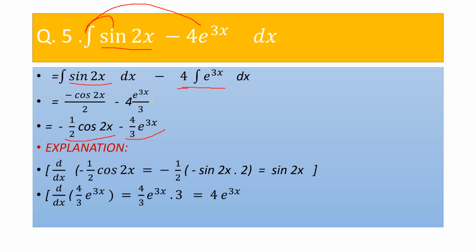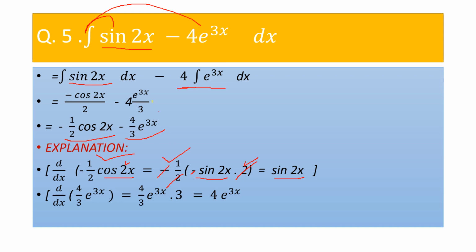I will be calculating the derivative of this term separately and this term separately. So the first term, the derivative of minus 1 upon 2 cos 2x, will be minus 1 upon 2 as it is. What is the derivative of cos 2x? It is minus sine 2x multiplied by the coefficient of x, which is 2. So you write 2 here. Now on solving it, this minus sign gets cancelled with this minus sign. This 2 will get cancelled with this 2. What are you left with? You are left with sine 2x.